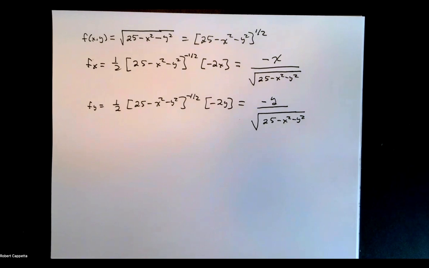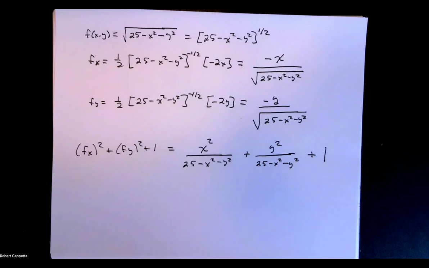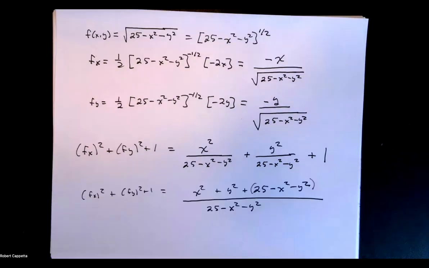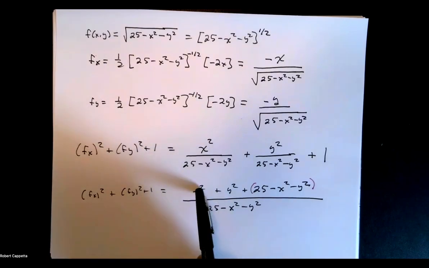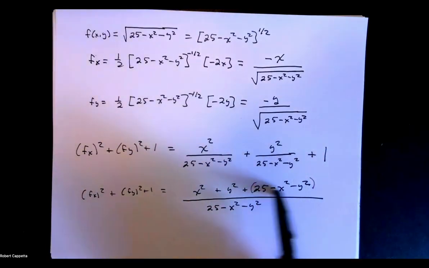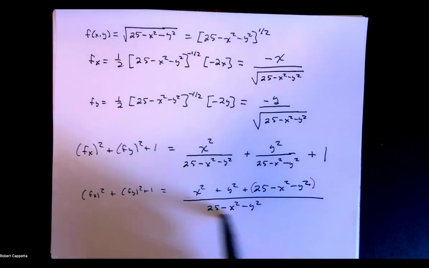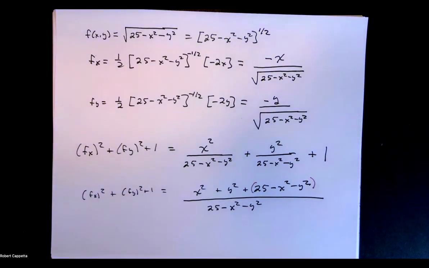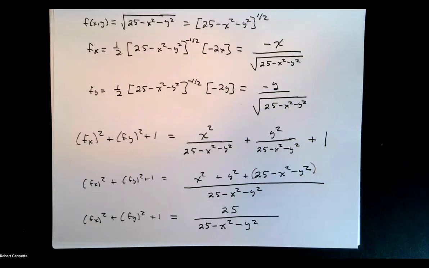So let's do that analysis. And we get this. So let's build ourselves a common denominator. And we see we have x squared plus y squared, and then 1 is 25 minus x squared minus y squared over 25 minus x squared minus y squared. And let's simplify the algebra again. And we get 25 over 25 minus x squared minus y squared.